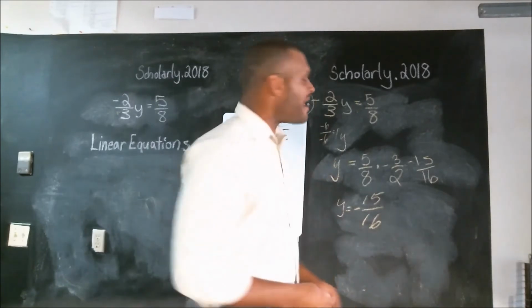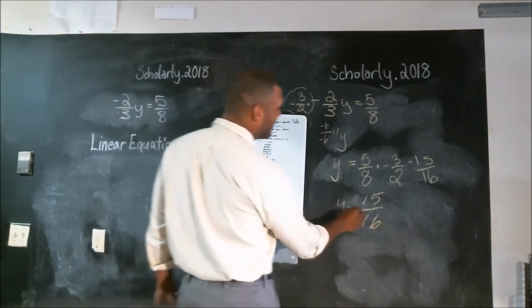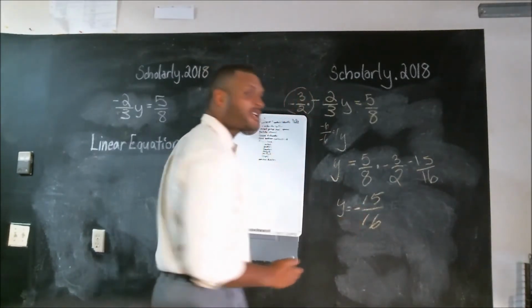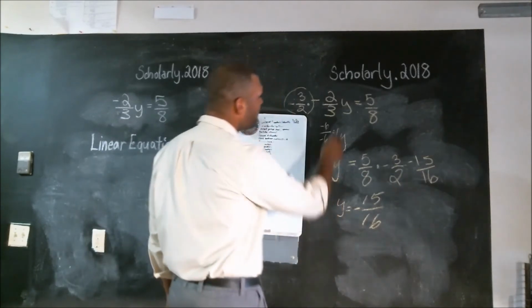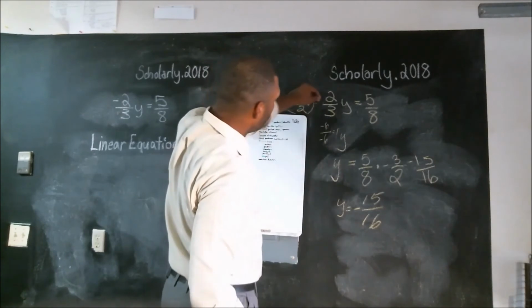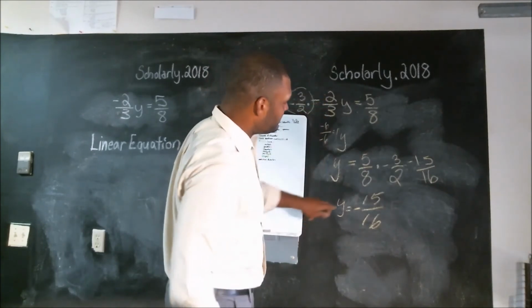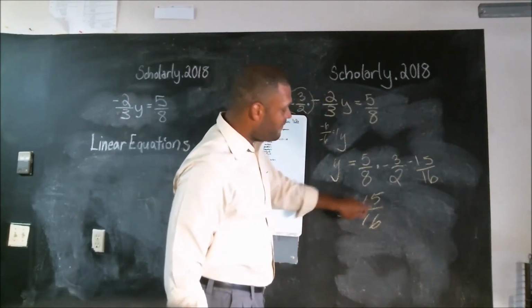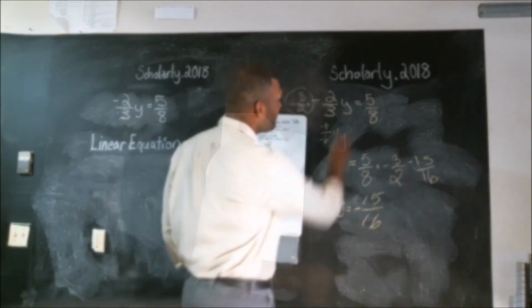Now the good thing about this is we can plug this back in. Anywhere we see a y in our expression or our equation, we can plug it back in. If you can grab your calculator and you take negative 2/3 times negative 15/16, you're going to get 5/8 all day, every day.